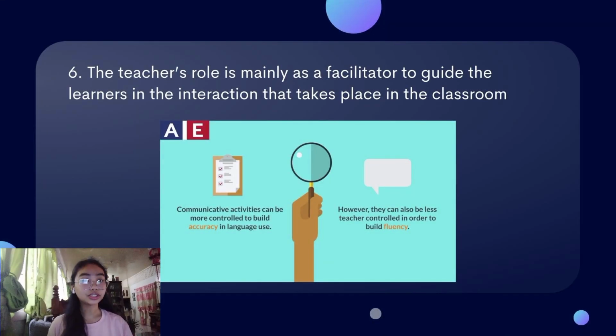Sixth one is the teacher's role is only to be a facilitator. So the teacher's role is mainly as a facilitator to guide the learners in the interaction that takes place in the classroom. So they may intervene to provide some feedback, but learners are the ones who are learning and actively participating in the process. Those are the characteristics of communicative language teaching.